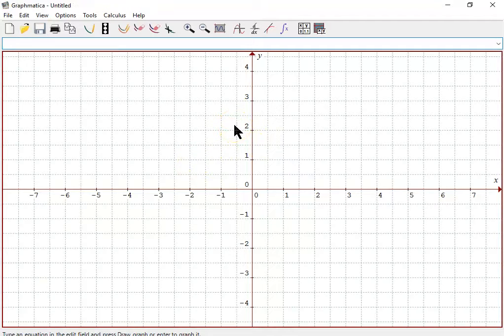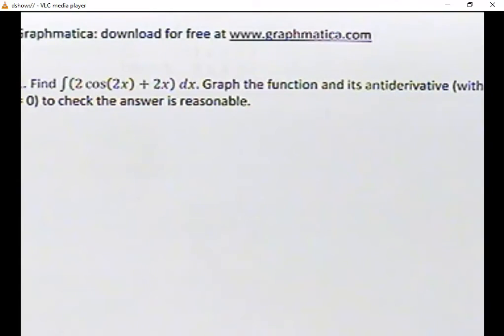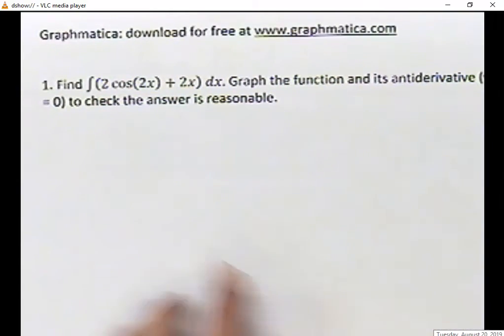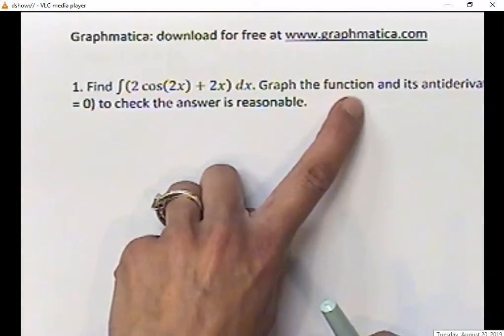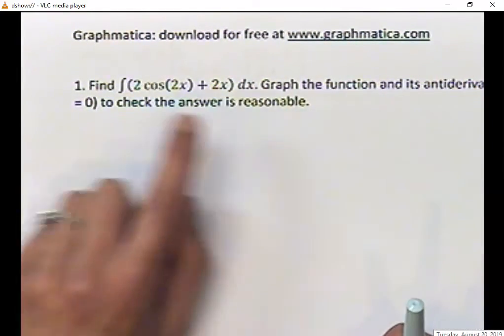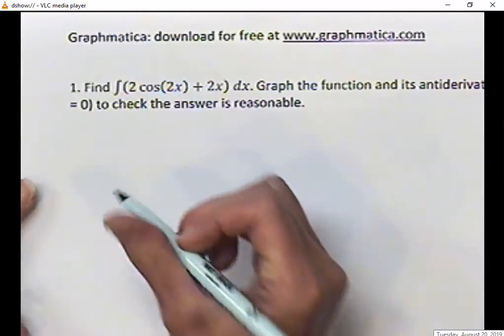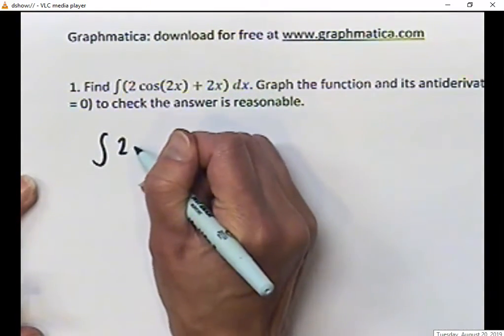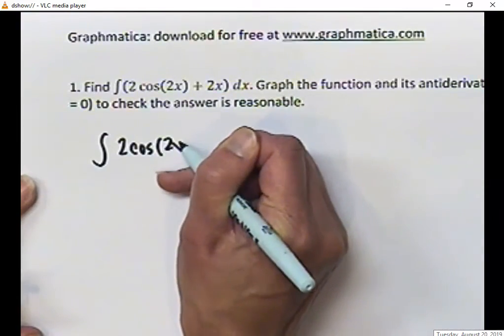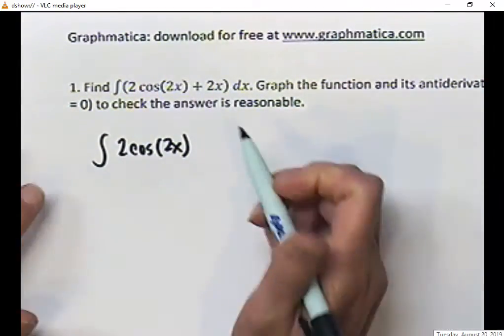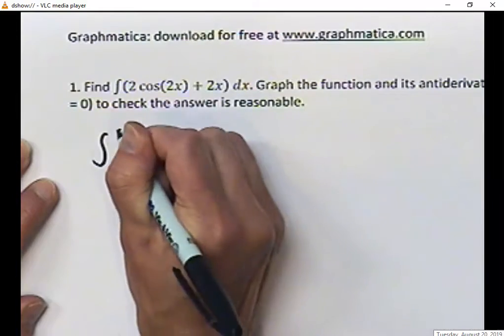But this is what it looks like when you open it up. It's very easy to graph things. You just kind of need to know a little bit of the formatting and notation. So just going back to this problem, this one asks us to find the integral of this and graph that and its antiderivative using c as 0 to check the answer is reasonable. So let's go ahead and integrate this a minute. So 2 cosine of 2x plus 2x, let's find its integral.